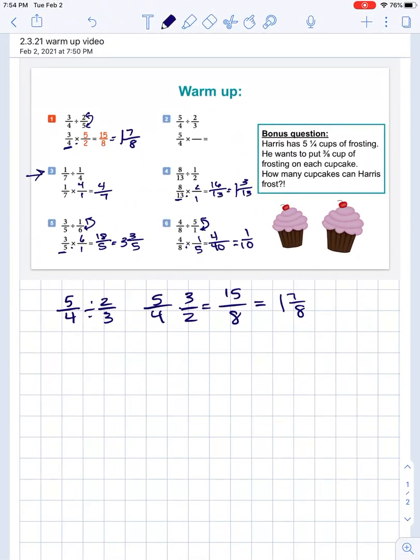Harris has 5 1/4 cups of frosting. He wants to put 3/8 of a cup of frosting on each cupcake. How many cupcakes can Harris frost?